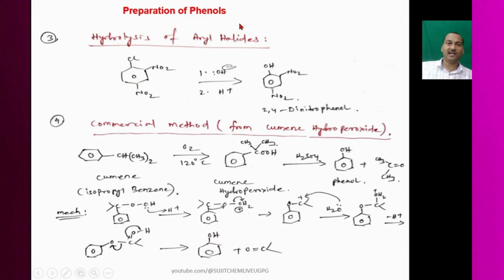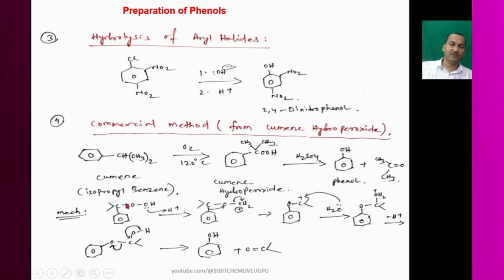Similarly, hydrolysis of aryl halides. The nitro derivative of this aryl halide can be treated with sodium hydroxide and further treatment with H+, so you can get 2,4-dinitrophenol. Similarly, the commercial method is from cumene hydroperoxide. This is the compound called cumene, and upon reaction with oxygen, you get this cumene hydroperoxide, and upon treatment with sulfuric acid, you get phenol.